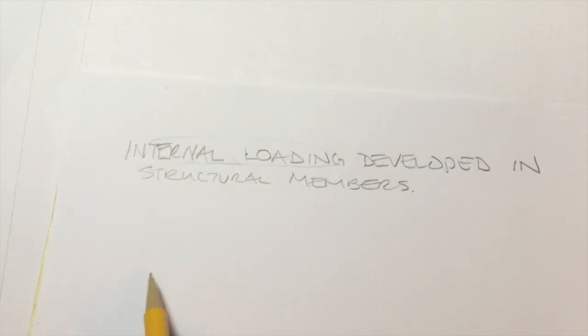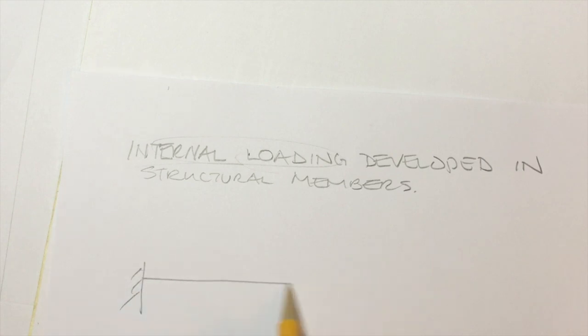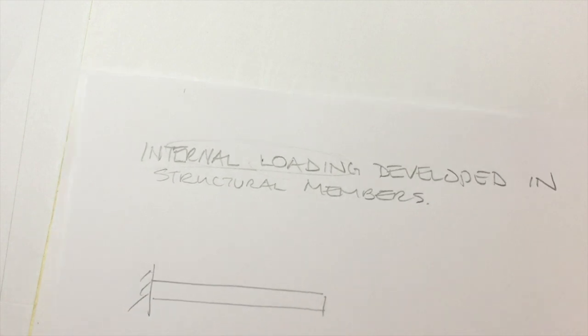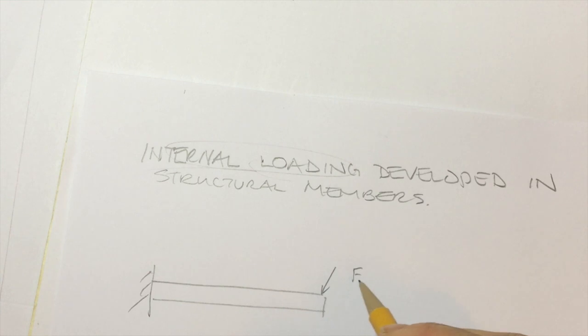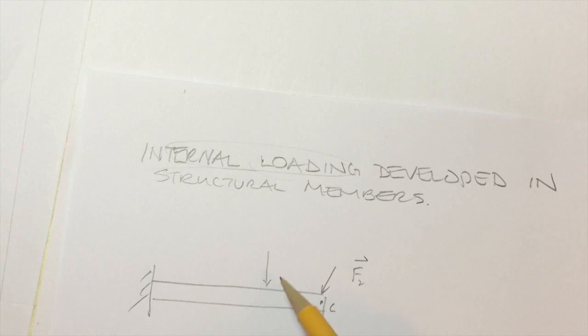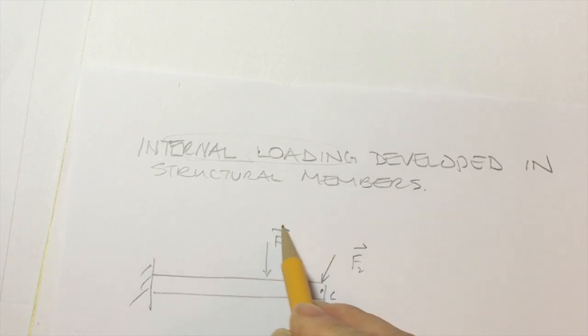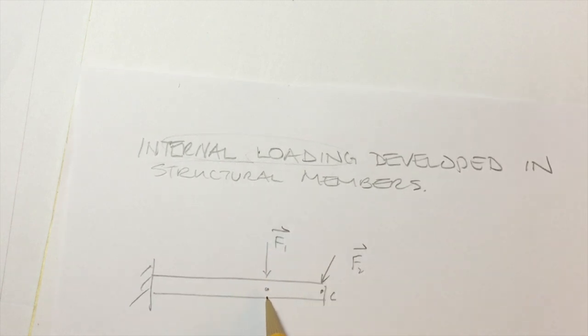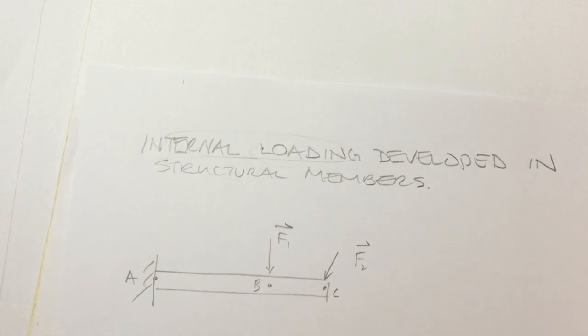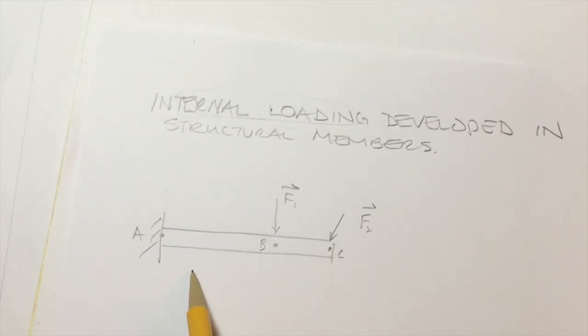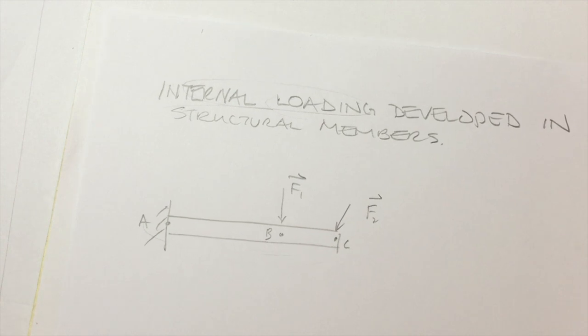So consider a beam. Let's say it's adhered to a wall, and there's a force of F2 applied at, let's say, point C, a force of, let's say, F1 applied at point B, and let's say this is called point A. What we want to know is the internal loading that's developed in this particular beam. So we'll take it step by step.